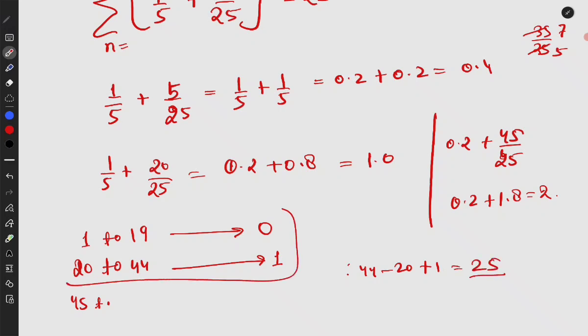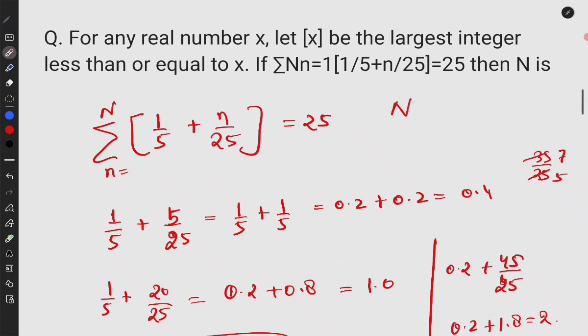So by the time we get here, the whole summation will reach 25. So value of n will be equal to what? 44. So the answer of this question will be 44. Alright. If you don't understand this logic, do let me know in the comment section so that we can take it up. As CAT is approaching, I would love to help you out.